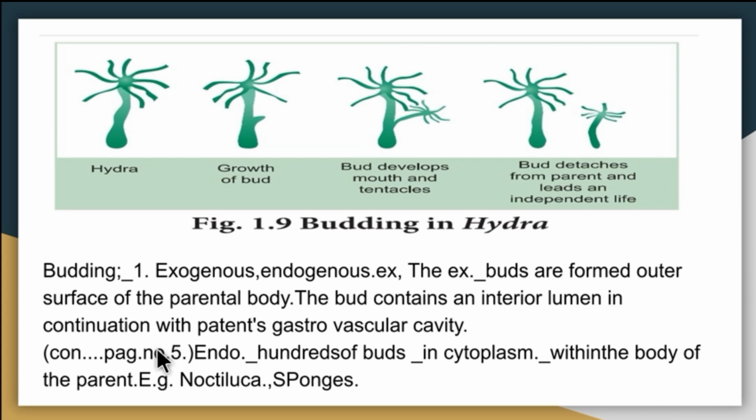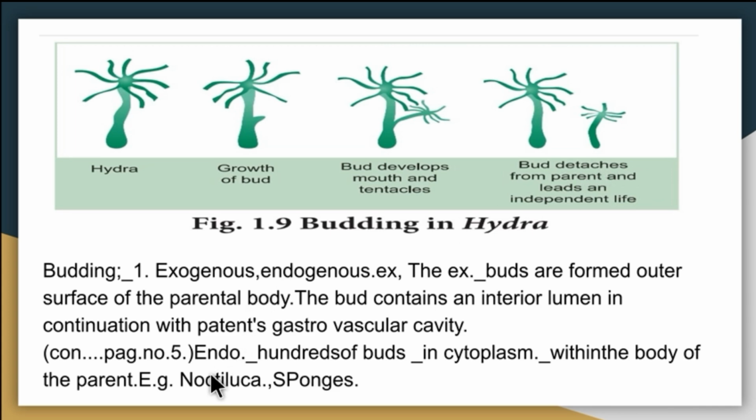Here, the bud enlarges, develops a mouth and a circle of tentacles at its free end. Here, this is the daughter one, the tentacles are forming. When fully grown, the bud constricts at the base. This is the base region. It separates from the parent body and leads an independent life. After separating at the base, the daughter one lives an individual life.